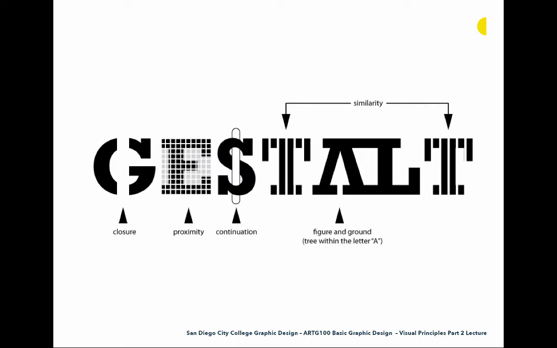The second concept, which is being articulated in the E, is this concept of proximity. And proximity is the idea that things that are closer together, we are going to assume are related to each other.